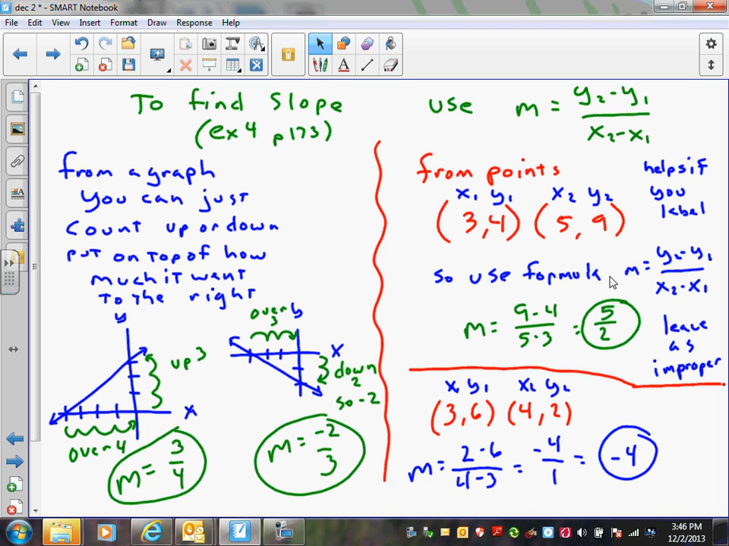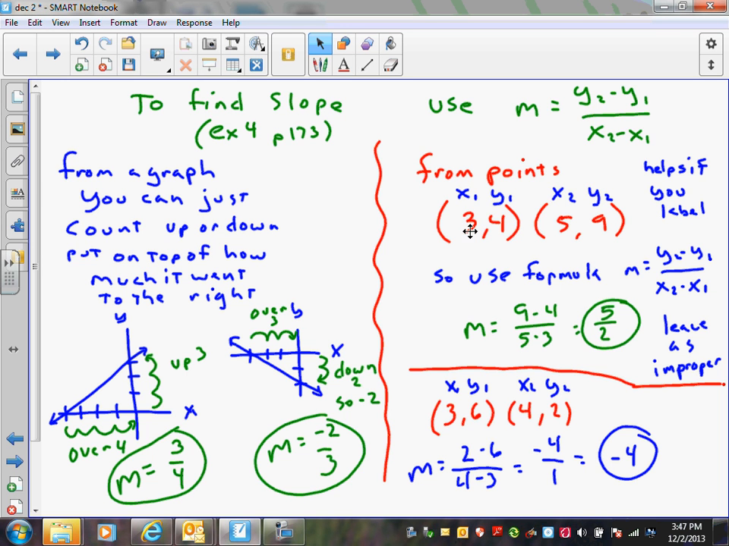Now, if you have points and you need to find the slope, you use the slope formula, m equals y2 minus y1 over x2 minus x1, and it helps if you label your points. This is my first x, so that's why it's x sub 1. This is not an exponent. This is called a subscript that just keeps this x distinct from any other x's we might have. So x1 is 3, y1 is 4.